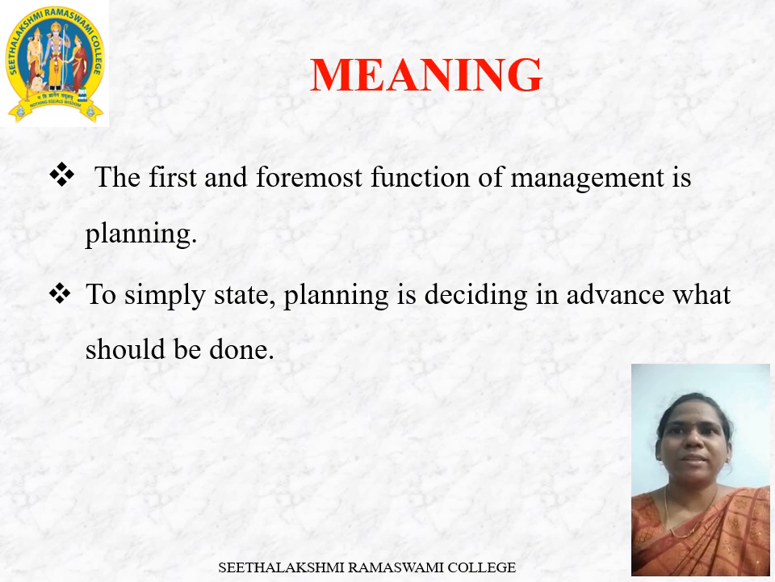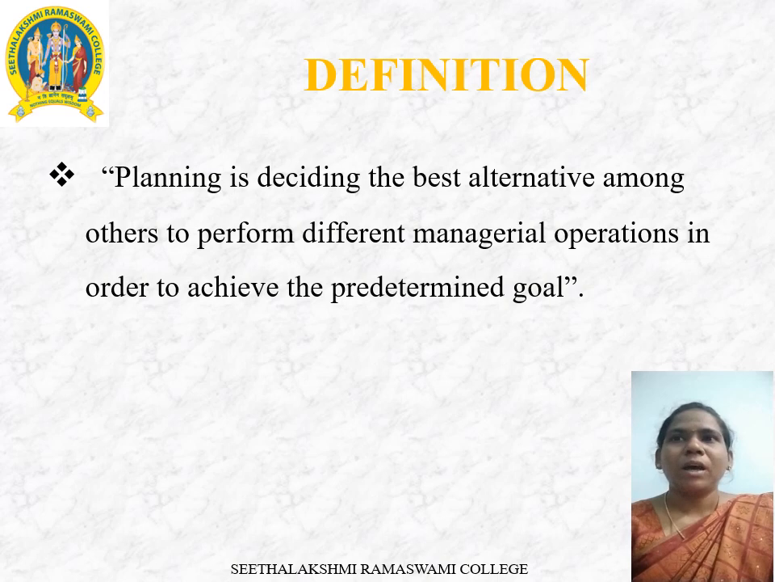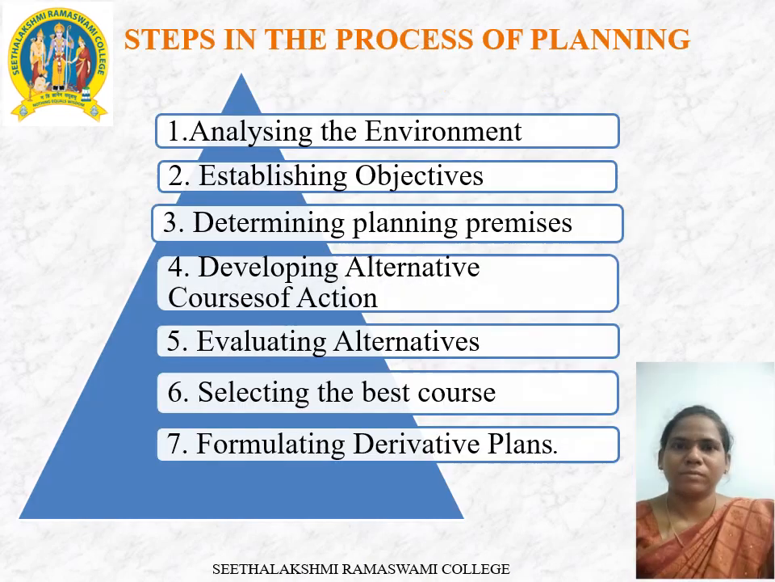Meaning. The first and foremost function of management is planning. Simply said, planning is deciding in advance what should be done. It is future oriented. To attain its goal of profit maximization, the business has to produce and sell goods. Definition. According to Henri Fayol, planning is deciding the best alternative among others to perform different managerial operations in order to achieve the goal.